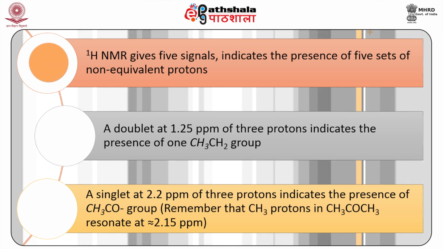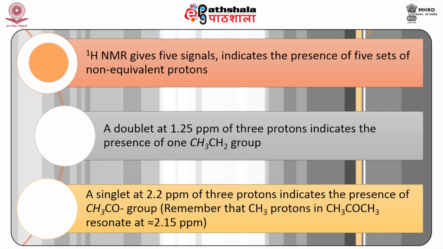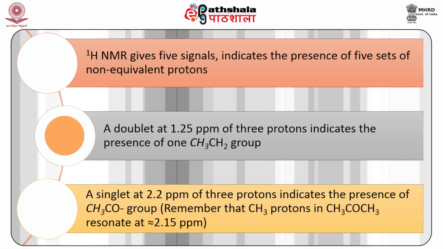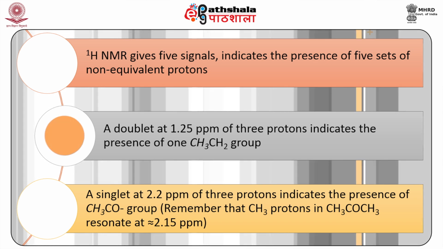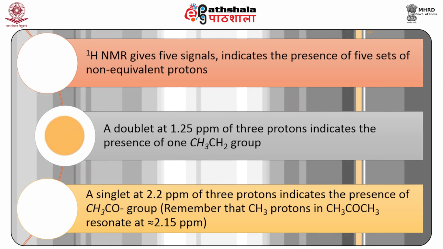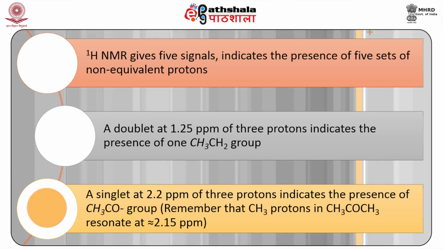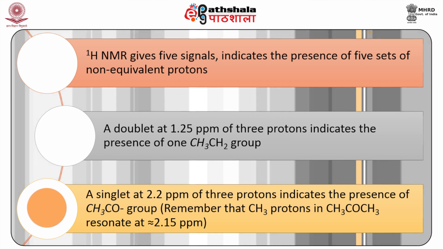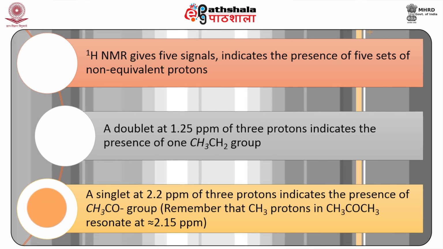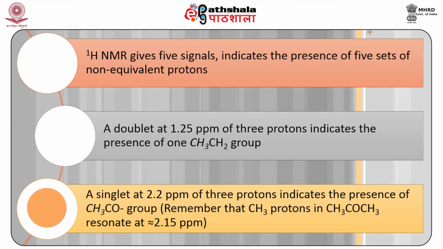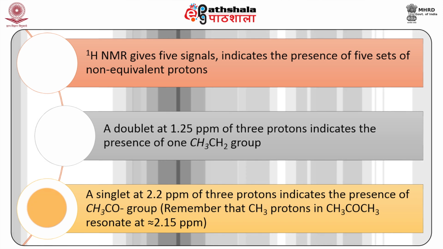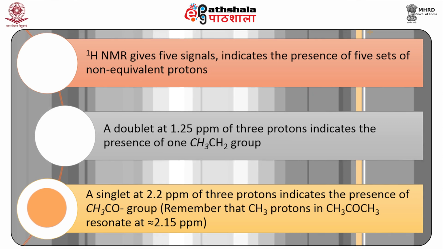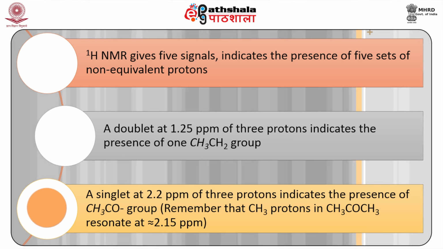The proton NMR gives 5 signals which indicates the presence of 5 sets of non-equivalent protons. A triplet at 1.25 ppm of 3 protons indicates the presence of a CH3-CH2 group. Next, a singlet at 2.2 ppm of 3 protons indicates the presence of a CH3CO group, that is the carbonyl group, especially the keto group. Now remember that the CH3 protons in CH3COCH3, that is acetone, resonate at 2.15 ppm.